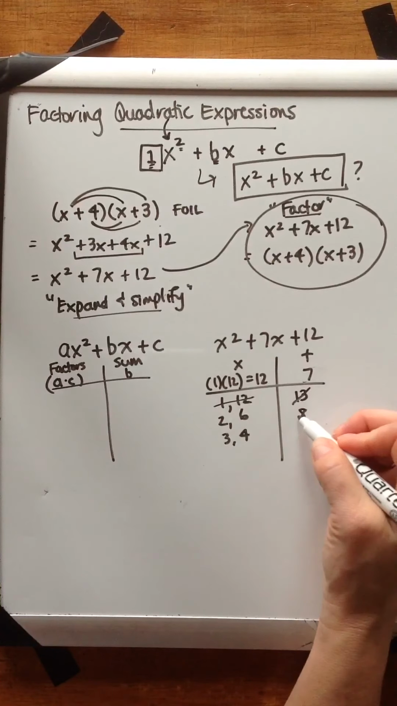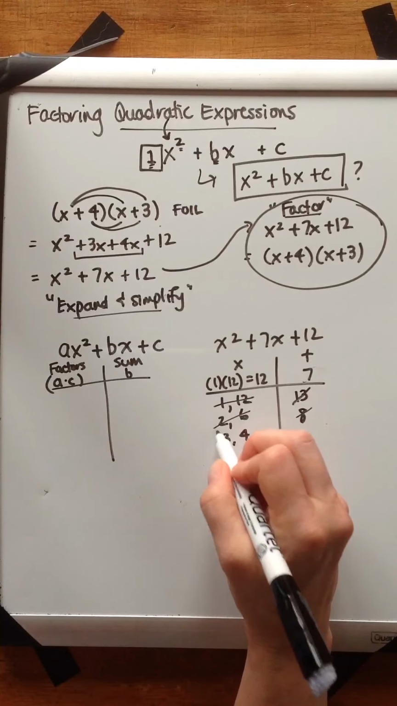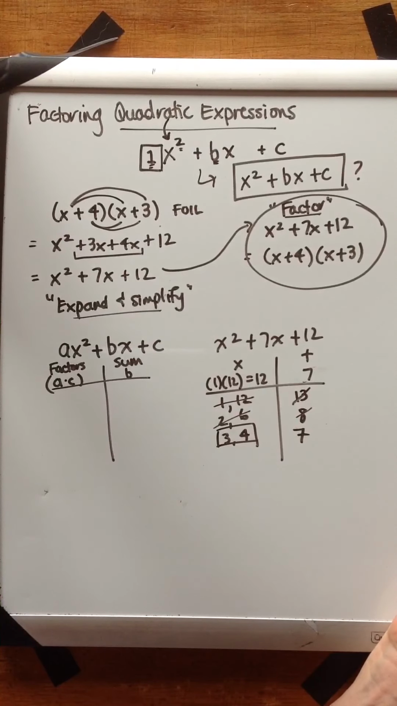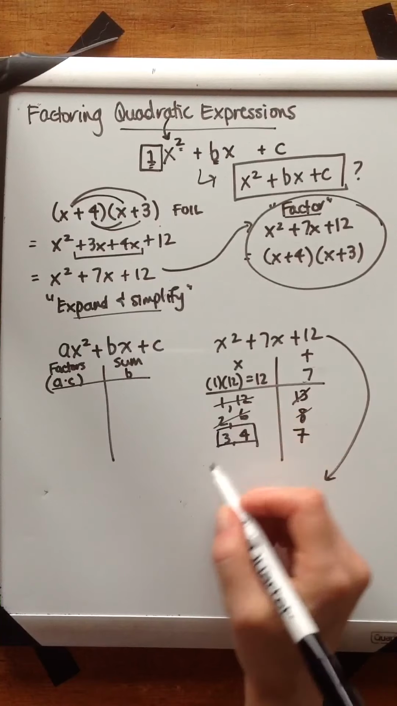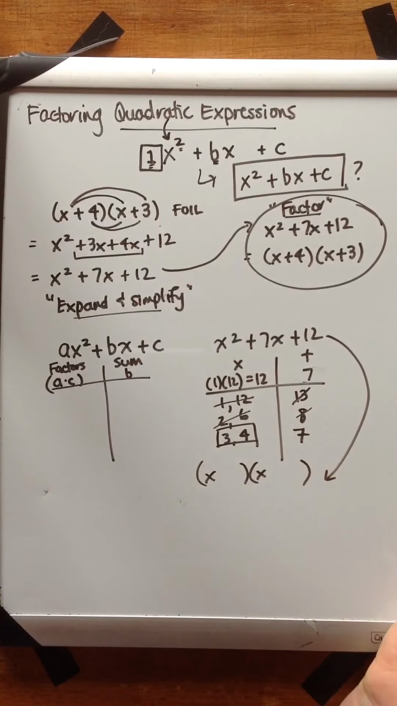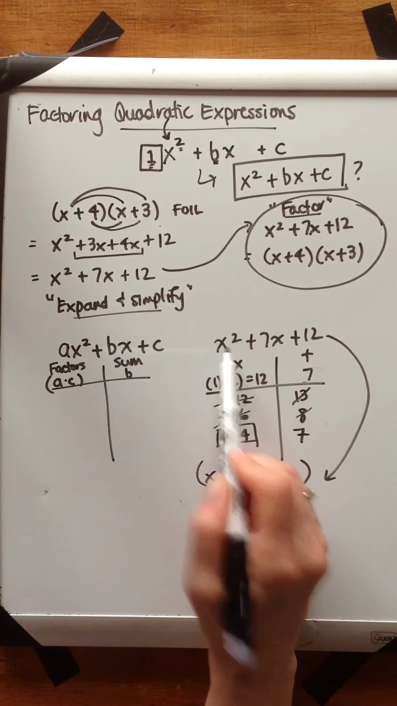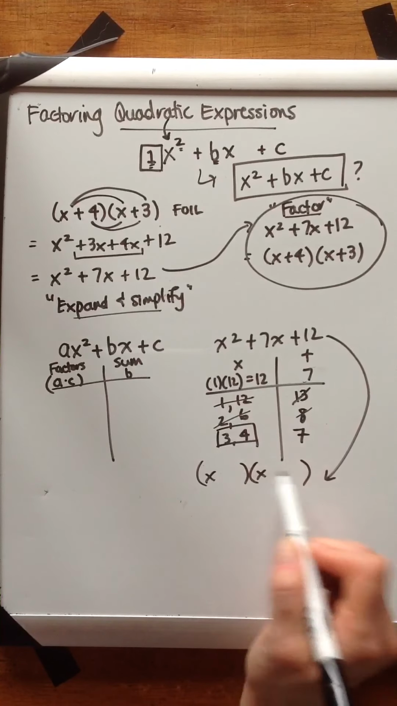That doesn't equal 7, so that's not the pair of terms that we're looking for. But 3 plus 4 does equal 7. So what that means is that we can rewrite this as x in the first binomial and x in the second binomial, because when the firsts get multiplied, they have to be x squared. And then we can put our values of 3 and 4 in either spot.